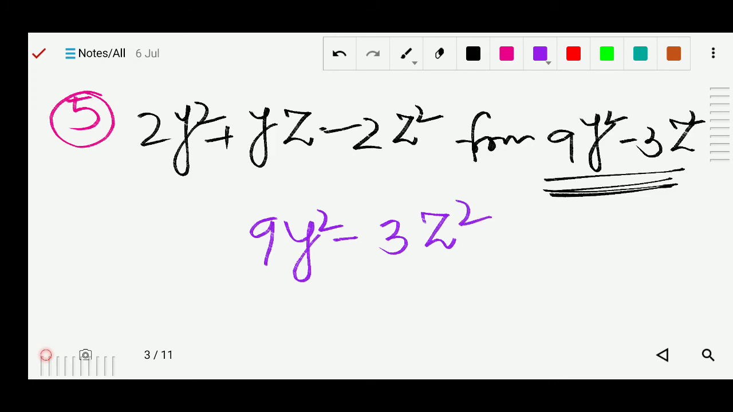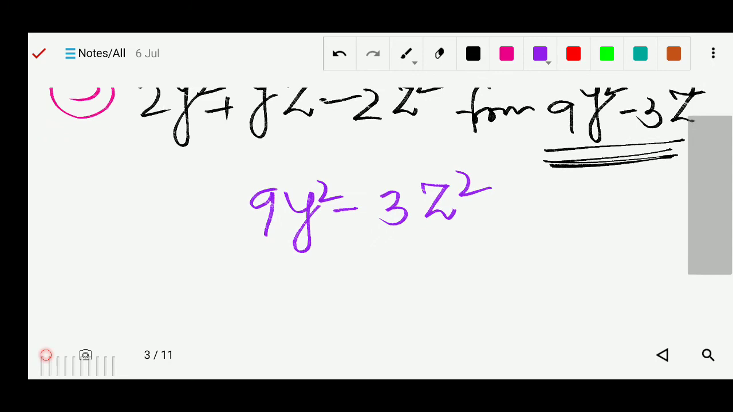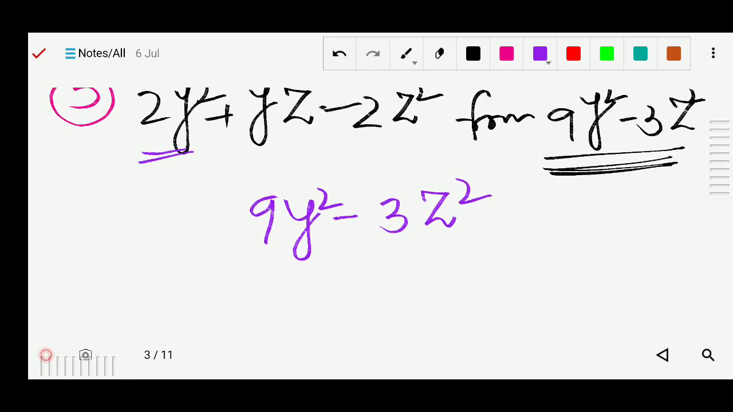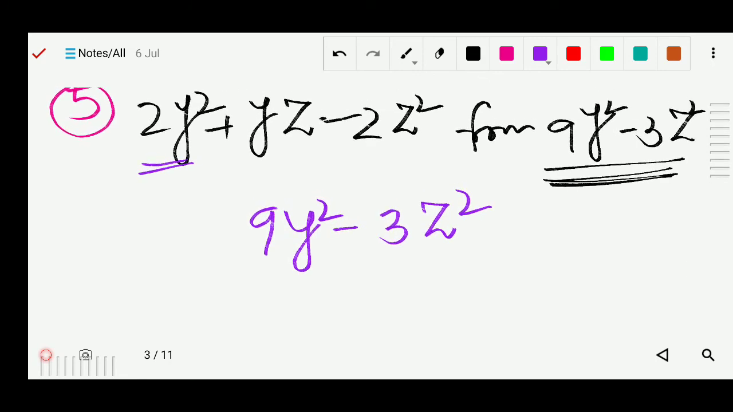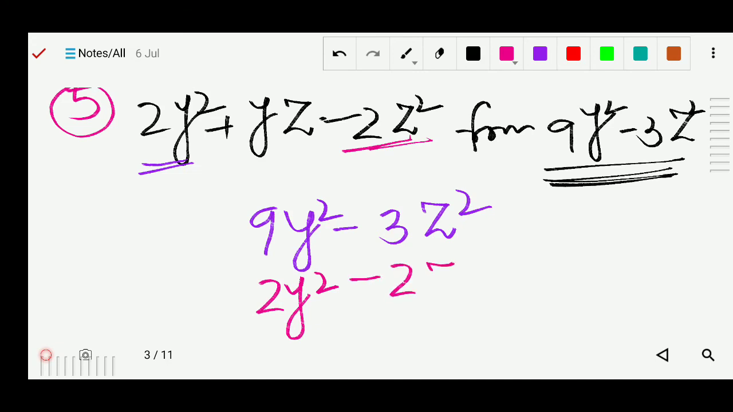Okay, now we will write the like terms just below that, which means we will arrange them column-wise. The similar term for y square is 2y square, so we write 2y square just below this. Next is your minus 3z square, so we need the z square term. The z square term is minus 2z square, so write minus 2z square there. Now this yz term is left.